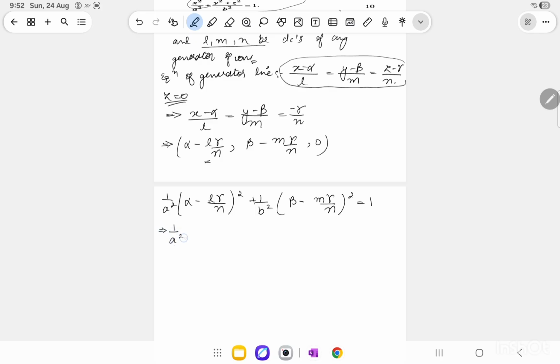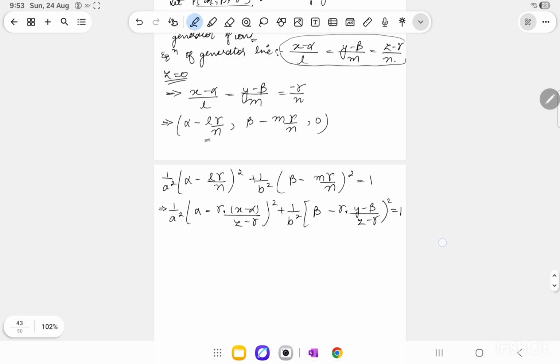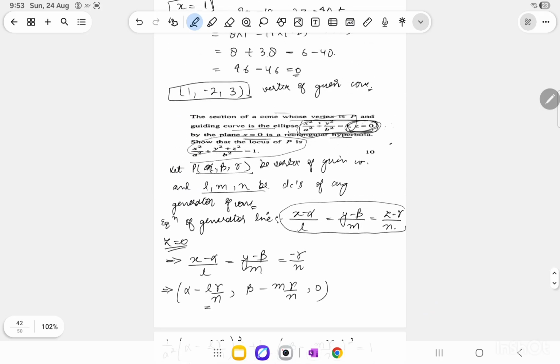So we'll get our equation of cone as (1/a²)(α − γ·(x − α)/(z − γ))² + (1/b²)(β − γ·(y − β)/(z − γ))² = 1. So this is basically my equation of the cone, which is passing via the vertex, whose generator has direction cosines l, m, n, and this is basically the guiding curve.